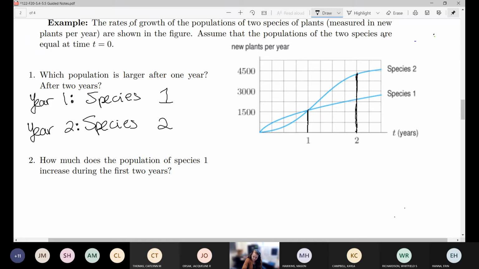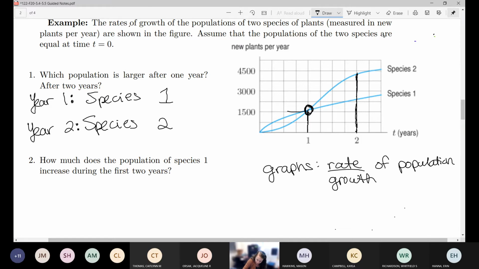So I agree that these two graphs are equal. But the graphs are the rate of population growth. So it's not saying that, what is that value? It goes over to 1500. That's not saying that both populations are 1500. That's saying that at that time, they're both growing at a rate of 1500 new plants per year.